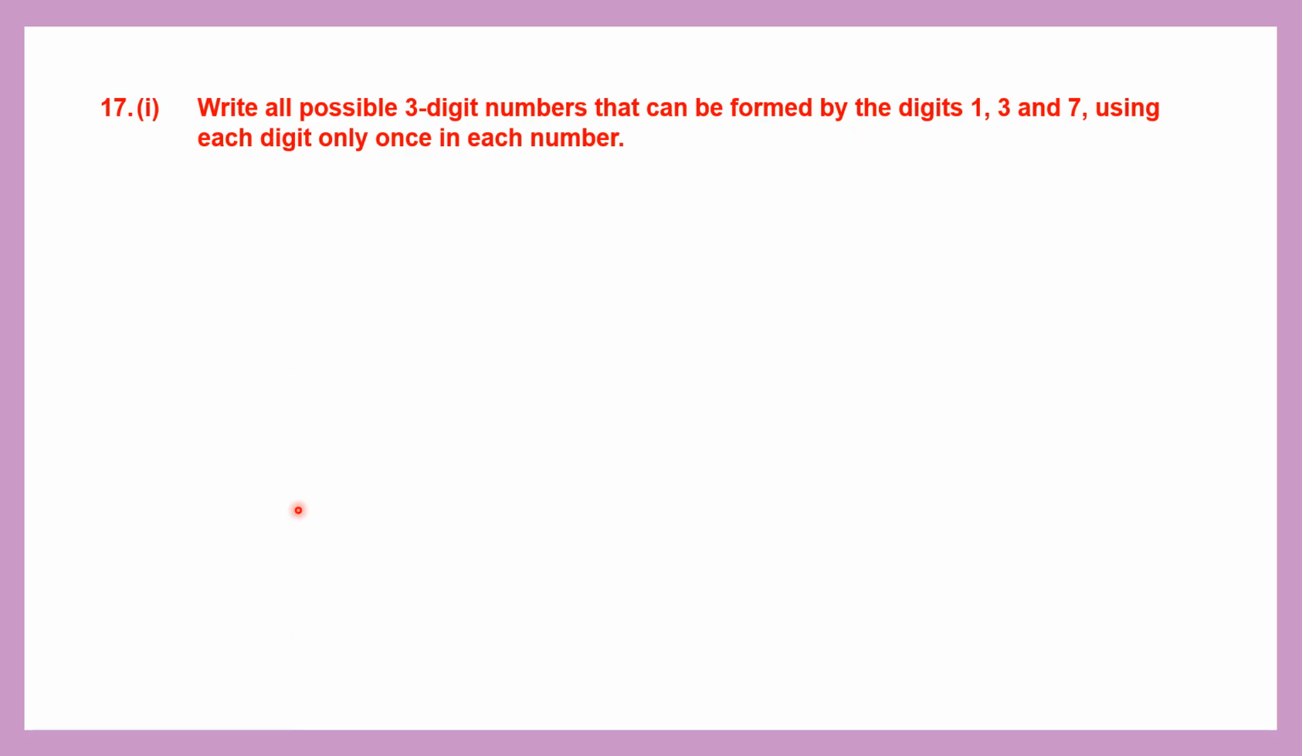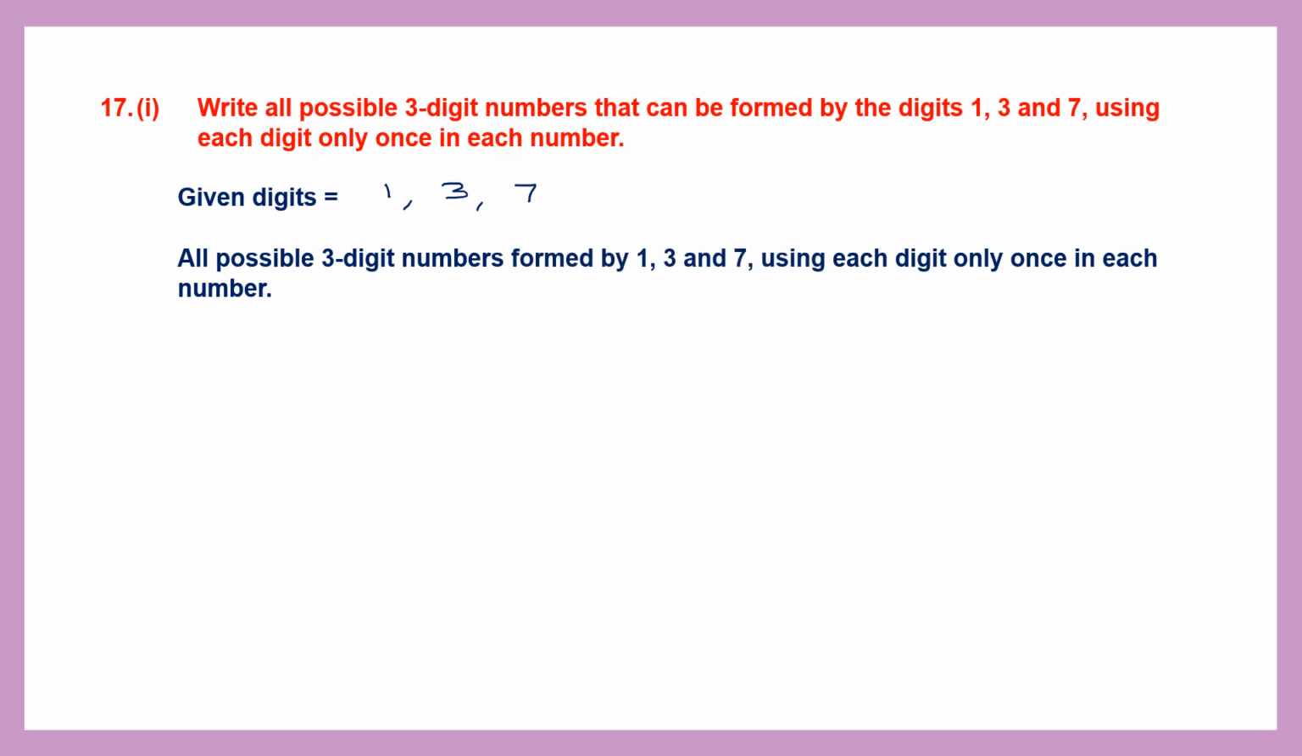Question 17, the first one: write all possible 3-digit numbers that can be formed by the digits 1, 3 and 7 using each digit only once in each number. That means you cannot repeat it. So what are the given digits? They are 1, 3 and 7, and we have to form 3-digit numbers using these.